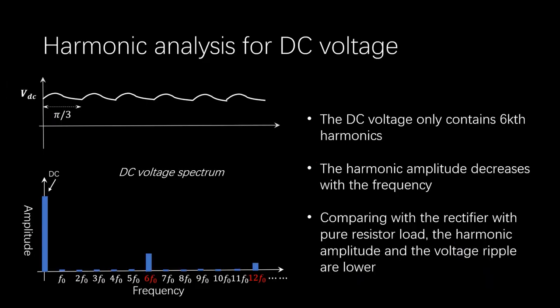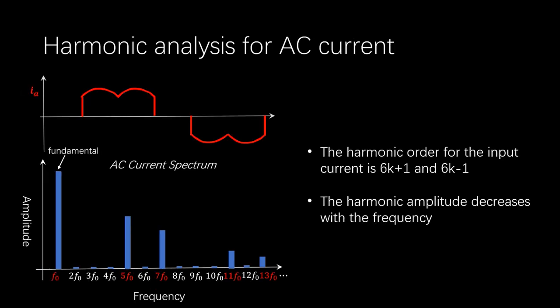Okay, next let's use the Fourier series expansion to get the spectrum for the DC voltage. Besides the dominant DC component, the spectrum also contains the 6k harmonics, such as the 6th-order harmonic and the 12th-order harmonic and so on. And the harmonic amplitude decreases with the frequency. We can also see that, compared with the rectifier with pure resistor load, the harmonic amplitude and the voltage ripple are lower. Next, let's analyze the AC current spectrum.